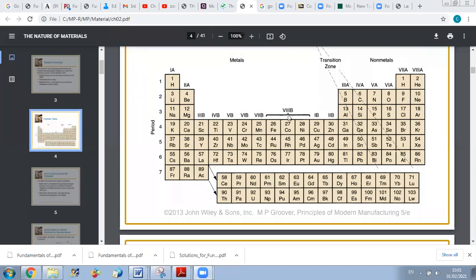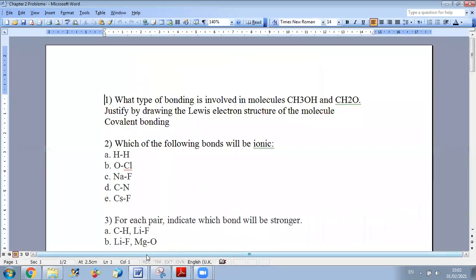Okay, so we will start to do problems as practice on chapter 2. As you know, in chapter 2, we have introduced several types of bonding between atoms and between molecules. So we will do some practice on this now. We will start with the first question. Everything we'll do here will be posted.